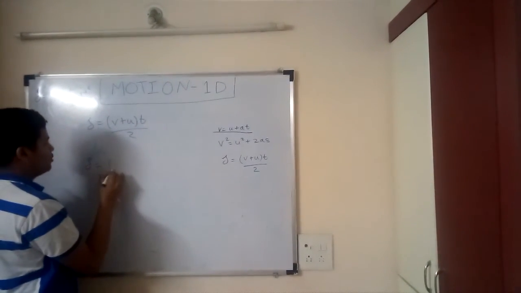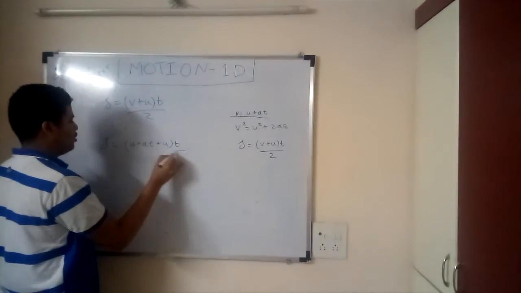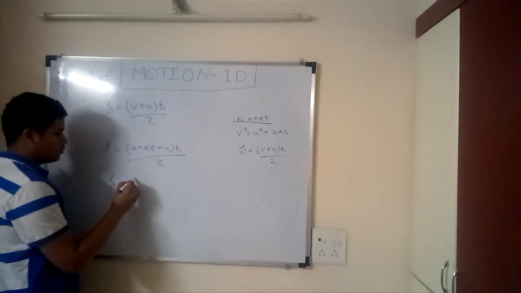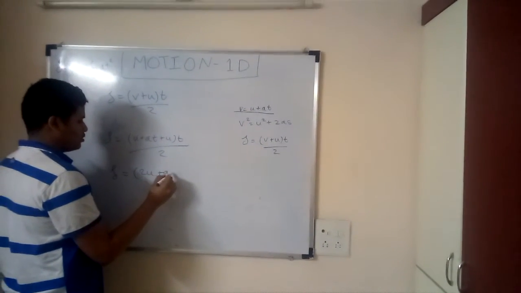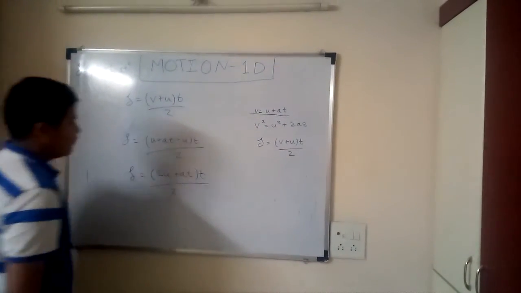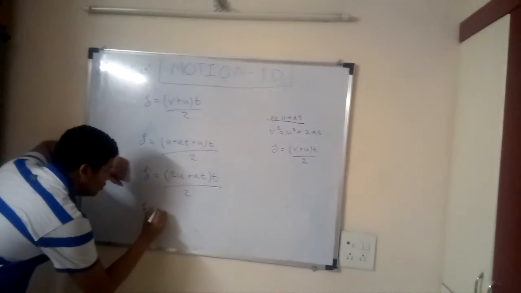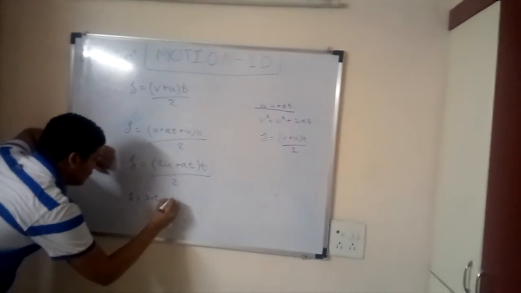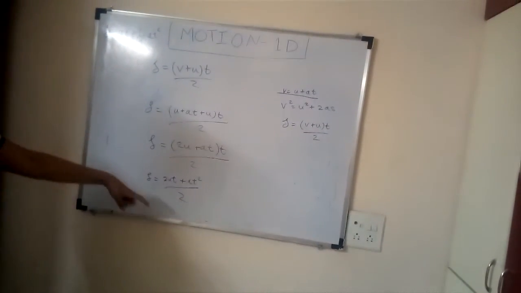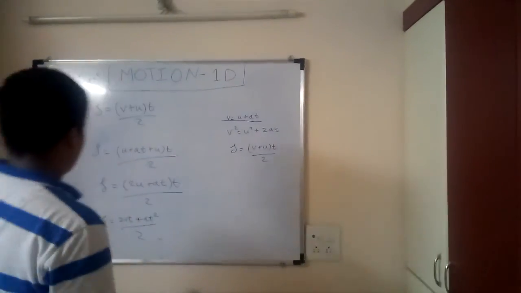I can write it as u plus at plus u, into t, divided by 2. Okay, so s is equal to 2u plus at into t upon 2. Right? Now s is equal to ut plus at square upon 2. There is no need of explanation of all this, because this is all basic maths. You may have studied it in 10th or 9th standard.